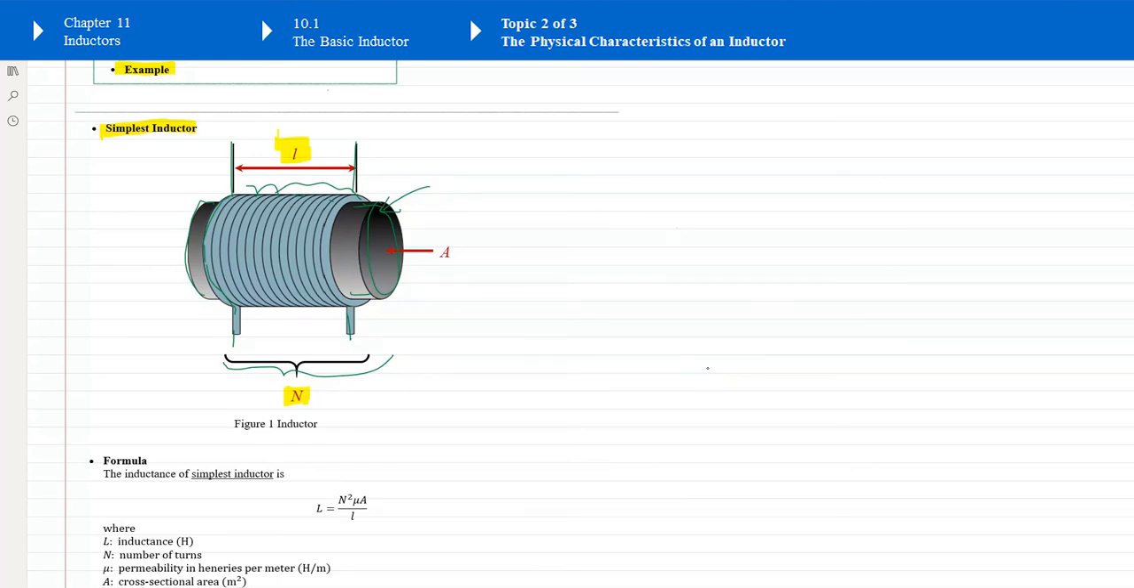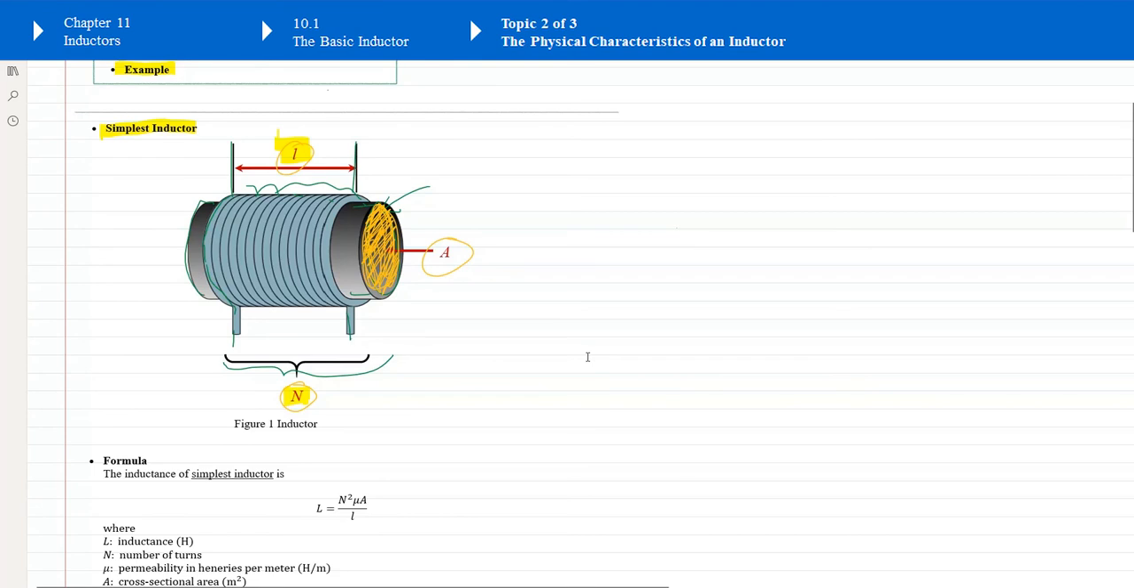And we need one more thing. That's the cross-sectional area of the coil. In the picture here, it is the same as this area. Overall, to find the inductance of this inductor, we need to know the number of turns, the length of the coil, and the cross-sectional area of the coil.